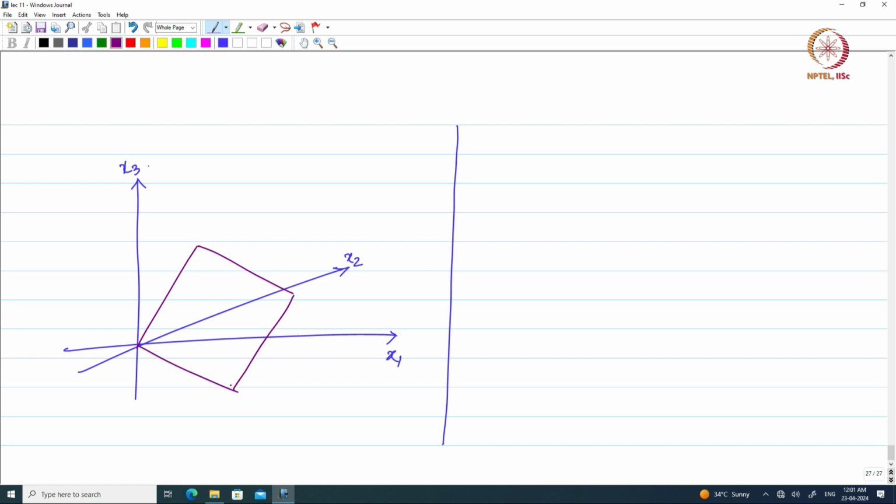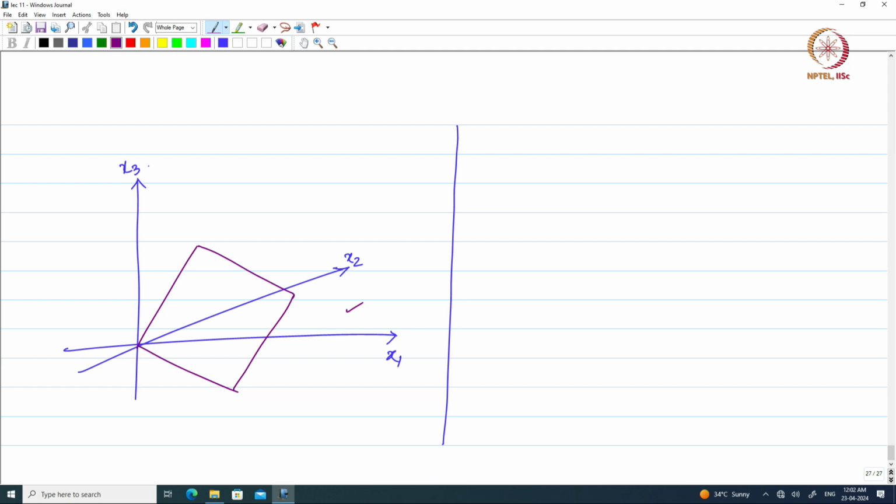Now, the area of this parallelogram, what it says is basically that the square of the area of this parallelogram is equal to the square of the area of the parallelogram which is formed by the projection of these two vectors onto the x1 x2 plane, plus the square of the area of the parallelogram which is formed by projecting the two vectors onto the x2 x3 plane, plus the square of the area of the parallelogram which is basically formed by projecting the two vectors u1 u2 onto the x1 x3 plane.